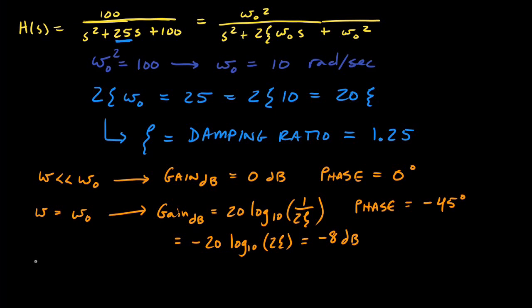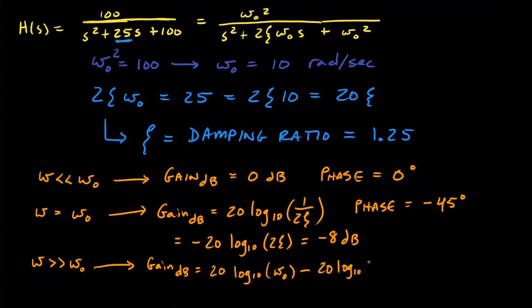And then finally, for large frequency with respect to our break frequency, I'm going to have the gain in dB be 20 times the log base 10 of omega naught minus 20 times the log base 10 of omega. So we have a constant minus something that rolls off at negative 20 dB per decade. And the phase at high frequency, so to speak, is going to be negative 90 degrees. Okay, so let's go ahead and draw this to get a feel for what's actually happening.